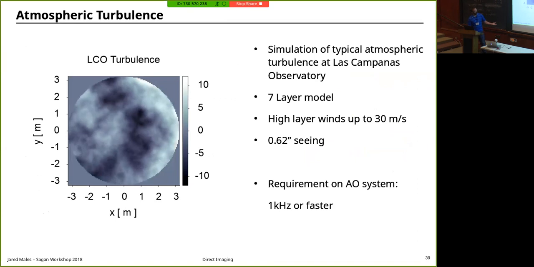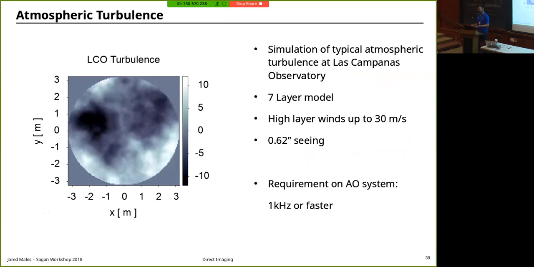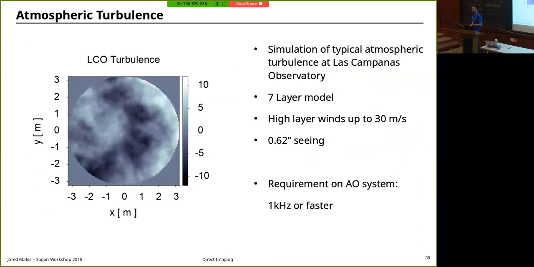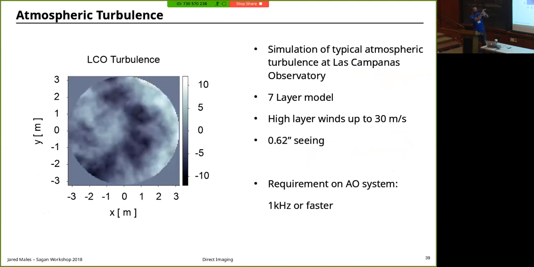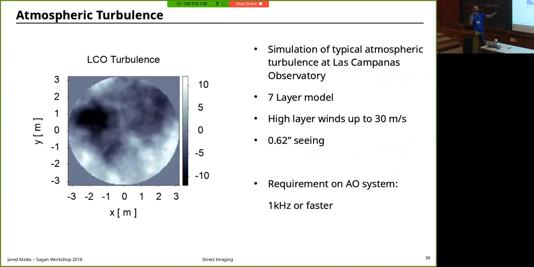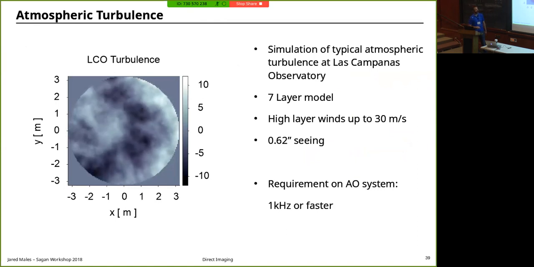And to illustrate this, this is showing you a simulation of the atmosphere at Las Campanas Observatory. This is a 7-layer atmosphere model, and if you stare real hard, you'll see different vectors going through because there are different phase screens being propagated here.